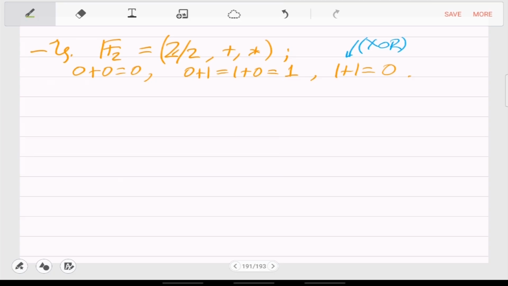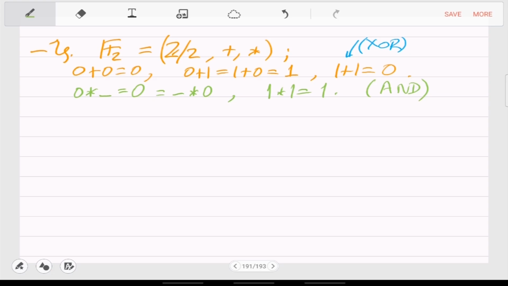And for multiplication, anything you put with 0, you will get 0. And similarly, anything times 0 will also be 0. So all that remains is 1 times 1, which will be 1. So this multiplication is what in computer science? This is the AND, right? So you take AND and XOR and you have the first finite field. Okay, that is what you are used to.